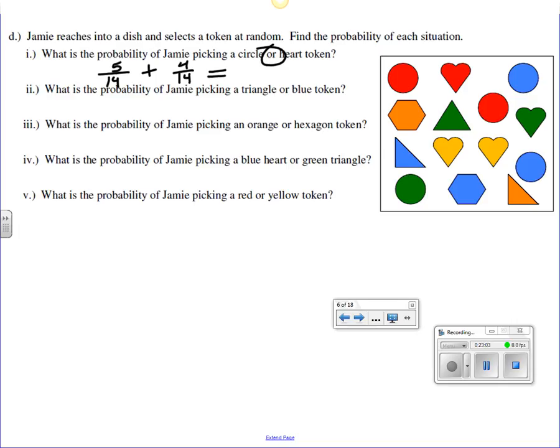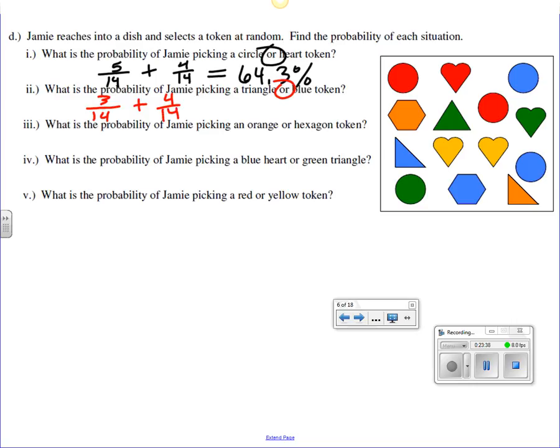Anybody got this one? 64.3. Y'all got something different? Okay. What's the probability of Jamie picking a triangle or a blue token? Keith, what would be the probability of a triangle? Good. Or means to add. Jamie, what's the probability of getting a blue? Out of.